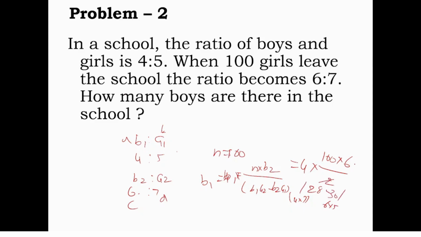So 2 ones are 2, 2 threes are 6, 2 fours are 12. 12 into 100 is 1200. In this way you can solve this problem. You get the same answer, 1200.